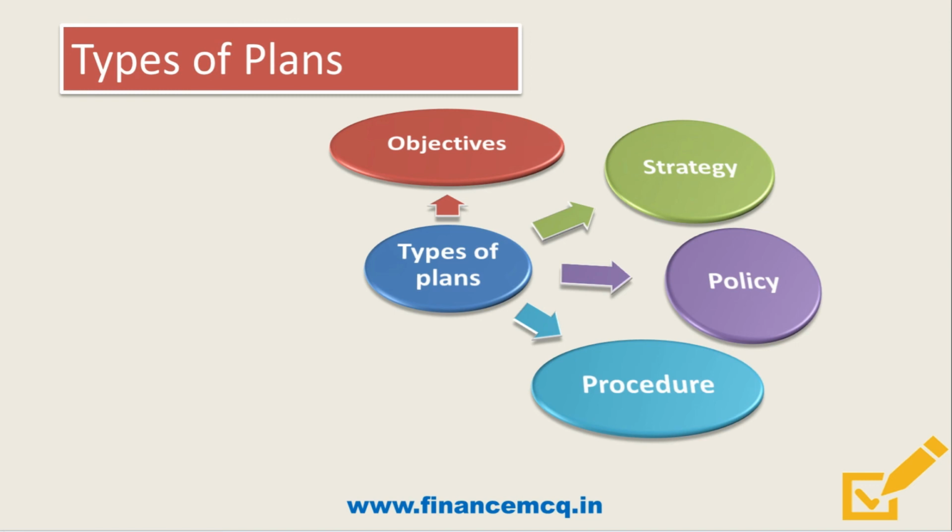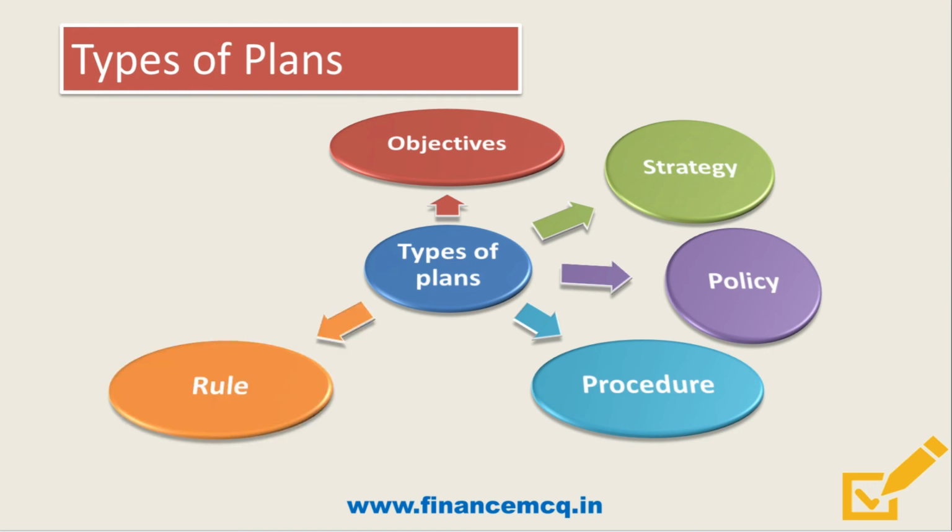The fourth type of plan is procedure. Procedures are routine steps on how a business activity is to be carried out. They detail the exact manner in which any work is to be performed, and they are basically specified in chronological order.